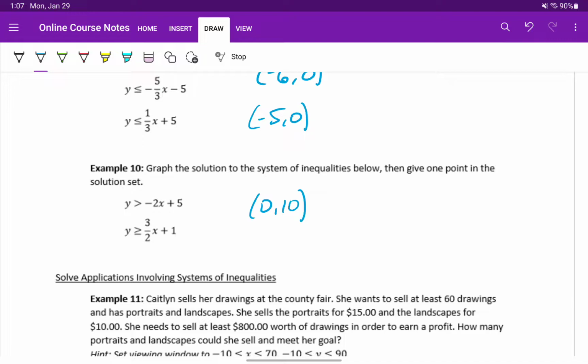That point lies in that overlapping shaded region. It's not on that dashed boundary line, so that would be a solution to this given system of inequalities.